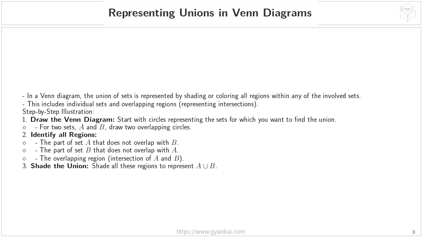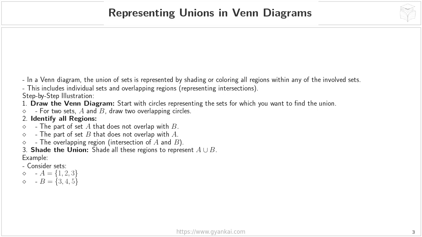Shade the union. We shade in all of those regions we just identified: the unique parts of A, the unique parts of B, and the overlapping intersection. Everything gets shaded. Let's look at an example to make this concrete.